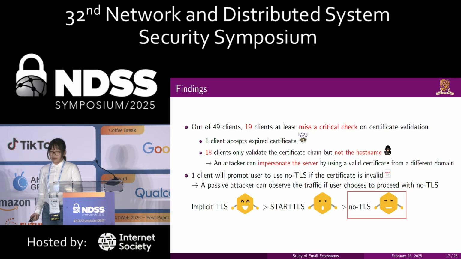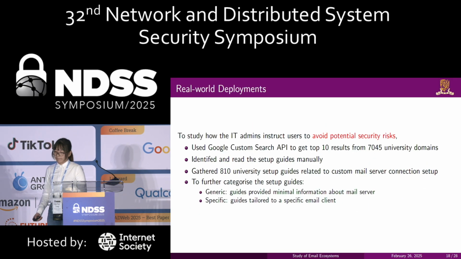We also discovered that one client will ask the user to downgrade to no TLS instead of accepting the invalid certificate. You may think both options are bad, but actually downgrading to no TLS is more terrible, because a passive attacker can also benefit from that, as the passive attacker does not need to do anything to grab the user's credentials here.